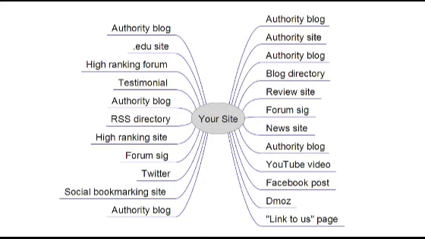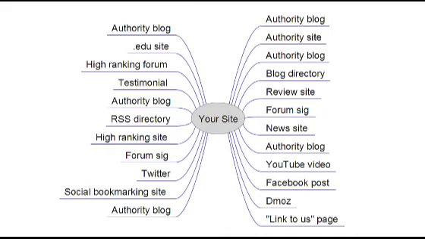Now, this diagram gives you an idea as to a typical linking to a site. You can see they are from lots of different types of sites. You've got authority blogs, a .edu site, a high-ranking forum, testimonials, RSS directories, a high-ranking site, forum signature, YouTube video, Facebook post, Twitter, social bookmarking sites, DMOZ, link to us page, and so on. And obviously, the more links you can get, the better. But as I was saying just now, do bear in mind that they do need to be quality links.